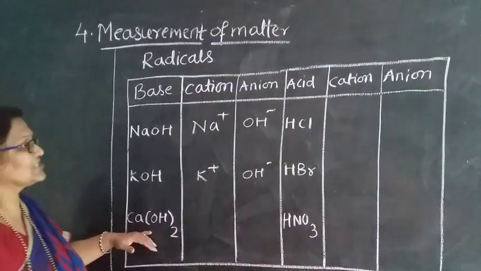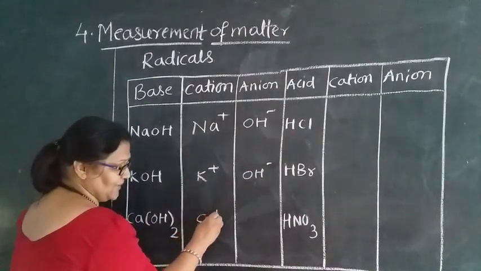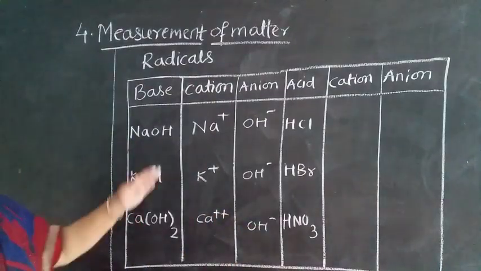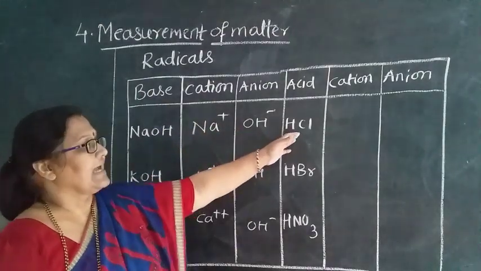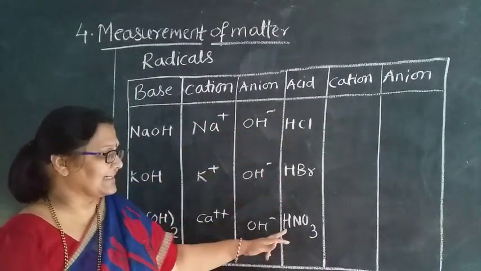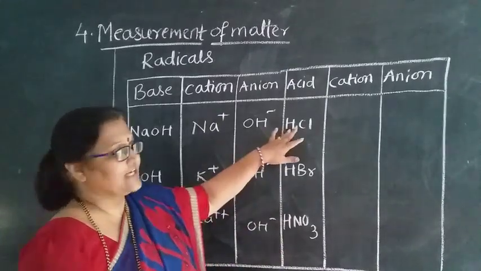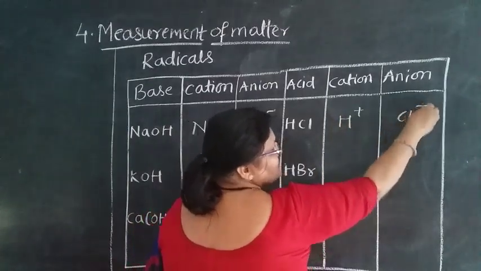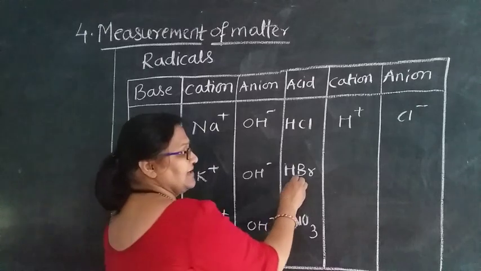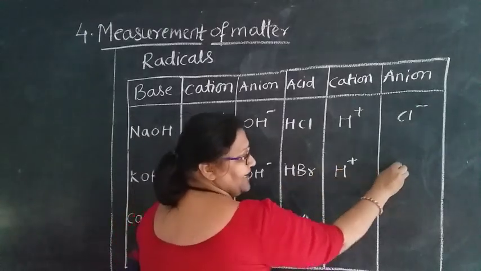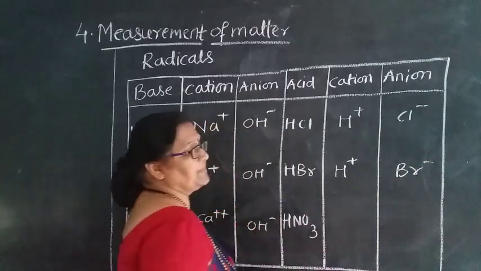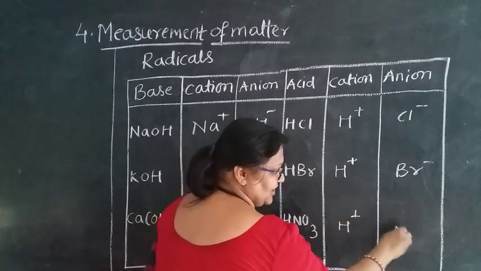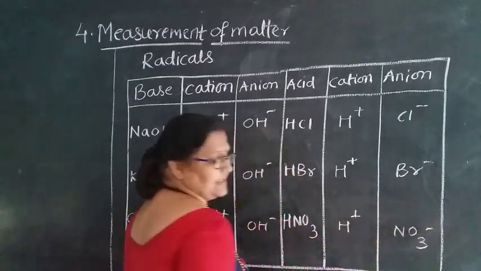Similarly here, calcium is the cation and OH- is the anion. Similarly, there are acids. Acids are HCl, HBr, and HNO3. HCl means hydrochloric acid. Here the cation is H+ and the anion is Cl-. Or here you can say H+ and Br- is the anion. Similarly here H+ and NO3- is the anion.